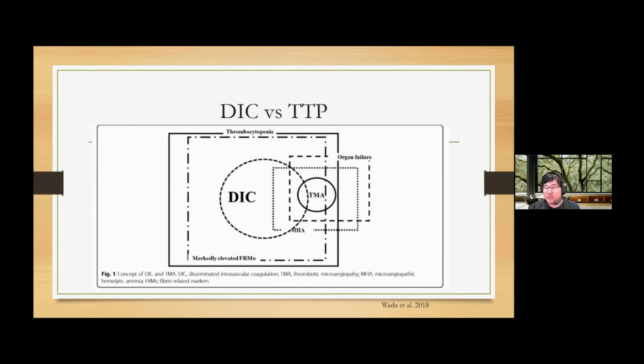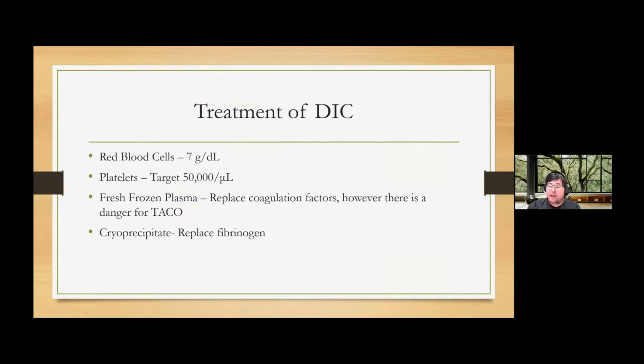So how do we treat DIC? We treat DIC by giving them kind of everything: red blood cells, platelets, fresh frozen plasma, and cryoprecipitate. For red blood cells, we want to target 7 grams per deciliter. I know that seems kind of low, but trust me, 7 is a really good target. Most of us would have hemoglobin levels a lot higher, but 7 is enough to function, as I discovered in July. For platelets, you want to target 50,000.